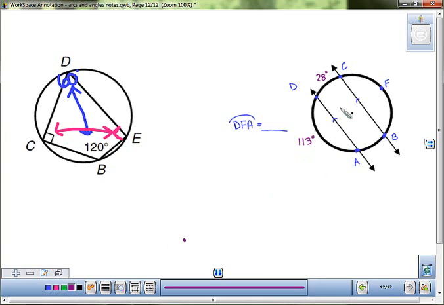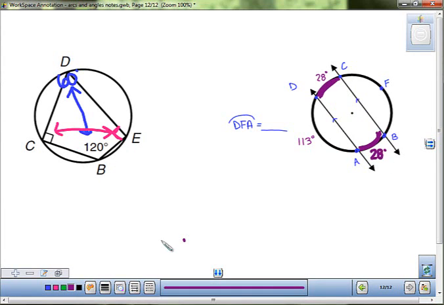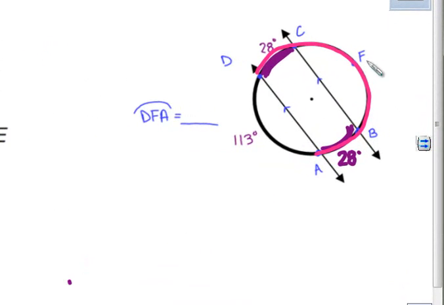Last but not least, we have parallel lines intersecting a circle. The arcs between are congruent, so I can write 28 here as well. I'm asked for DFA. DFA is a major arc. I'm going to have to add all of the pieces, but I don't know CB. I need to find it first. Do not tell me it's 113. These are not congruent. Only the ones between are congruent.